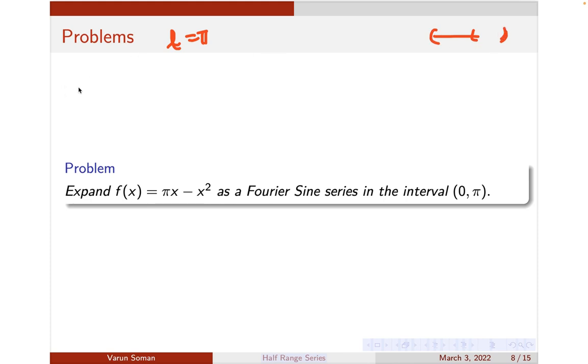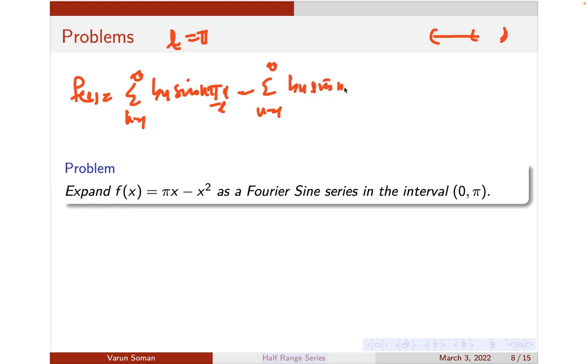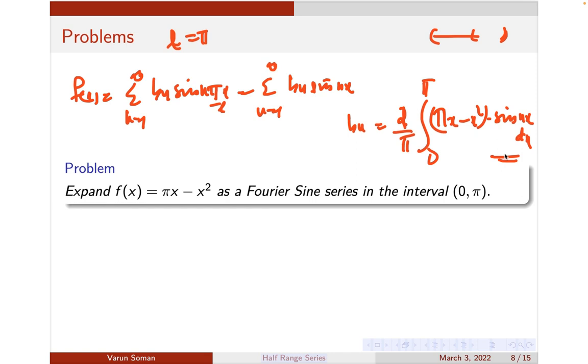So what's your Fourier sine series? It is f of x equal to sigma n equals 1 to infinity b n sine n pi x by L. In this case your L is pi, so it is simply sigma n equals 1 to infinity b n sine nx. And what's your value of b n? b n is equal to 2 by pi, because you are taking the interval minus L to L, so it is 2 by pi integral 0 to pi. And f of x is pi x minus x square into sine n pi x by L dx, but your L is pi, so it is sine nx dx. This is how you calculate the value of b n.